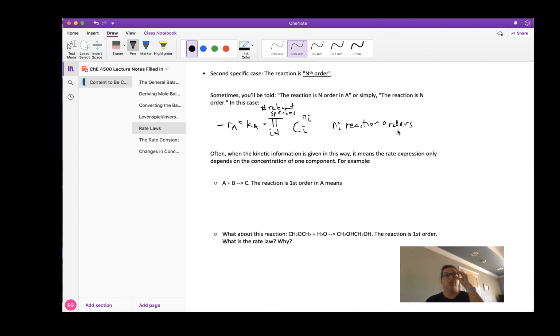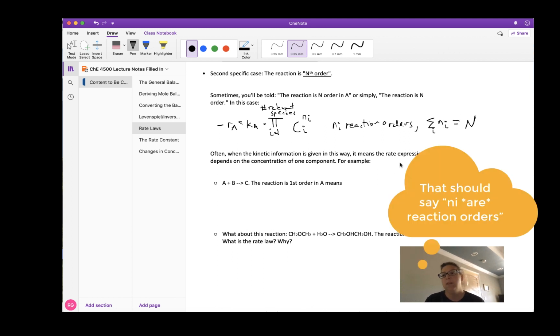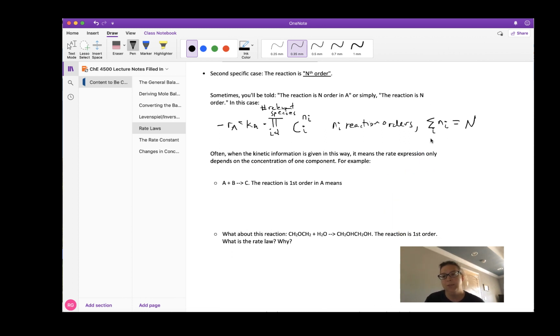So they're more general than the elementary case. And in this case, there is a requirement that the sum over i of n_i must equal n. So if it's a second order reaction, then the sum of the different n values must equal 2. If it's a first order reaction, then the sum of the different n values must equal 1. Oftentimes when you're given that it's an nth order reaction, it tends to imply that the reaction orders are integers, but that is not necessarily the case.